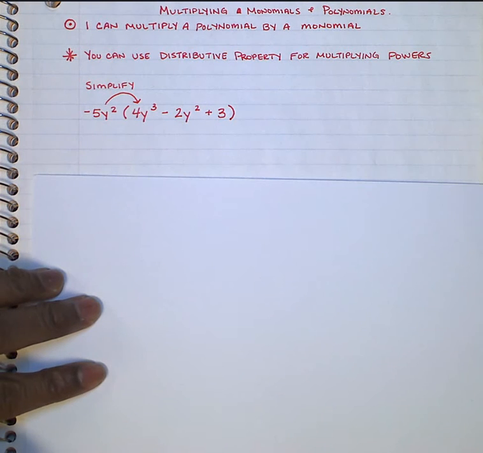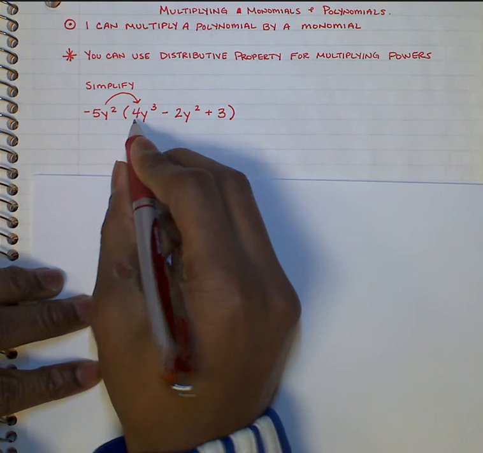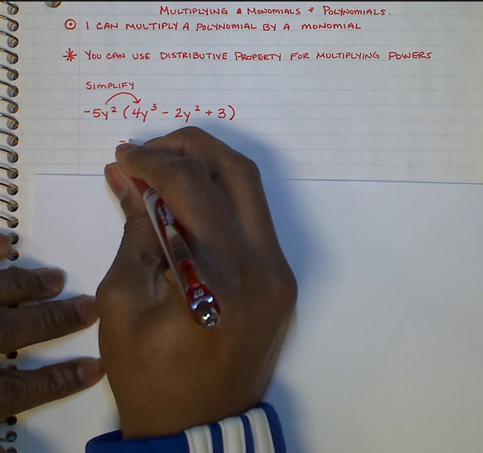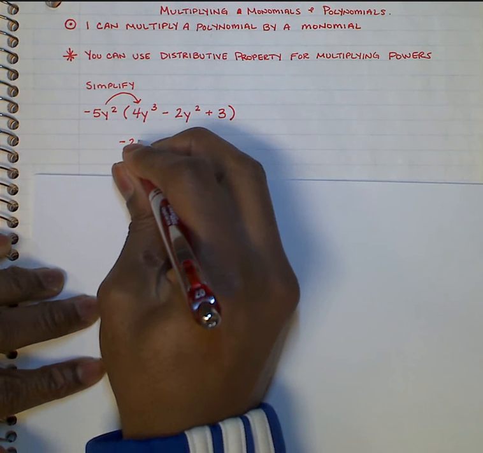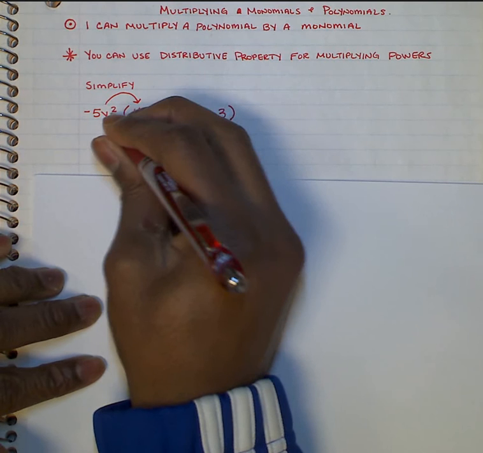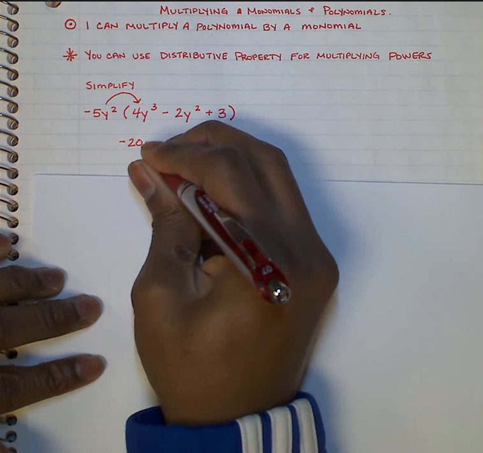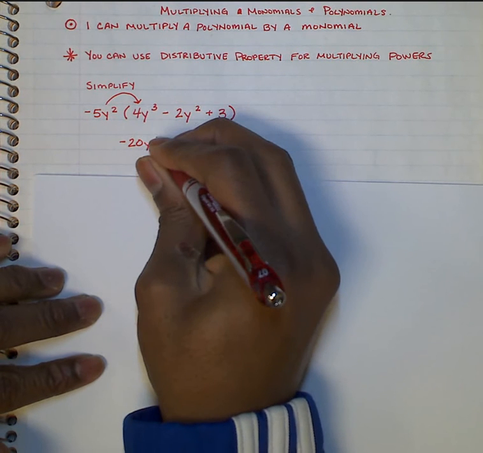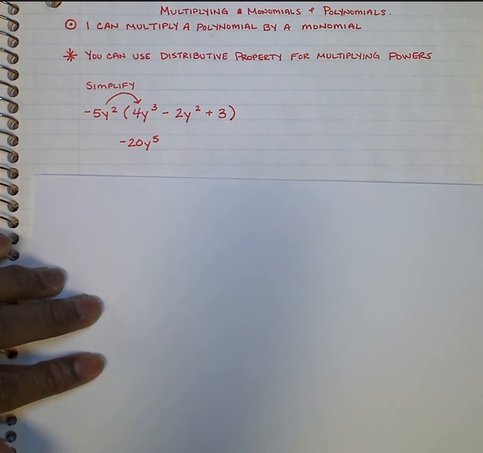Negative 5 times 4 gives us negative 20. y squared times y to the third is y to the fifth. We're multiplying those exponents, and so we add, so don't forget that rule. Got to keep it with you.